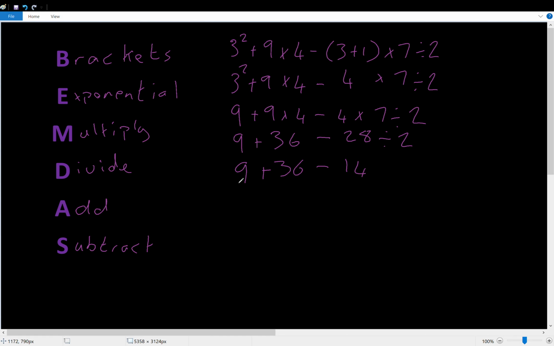Then we're going to have our addition, so 9 plus 36 is 45. And very last we've got our subtraction, 45 take away 14 is 31. And that is how the order of operations works.